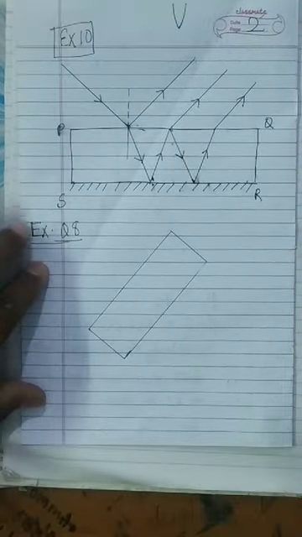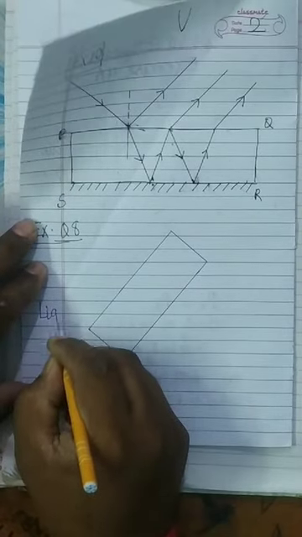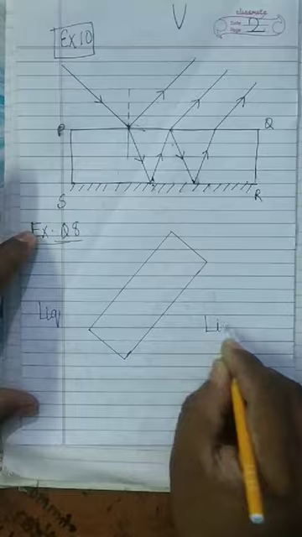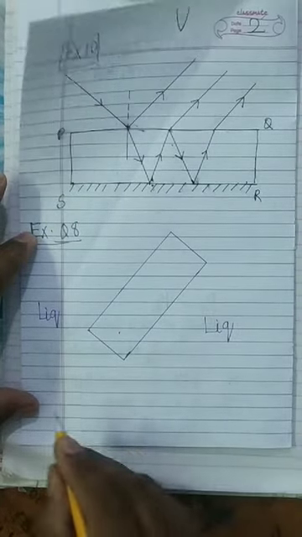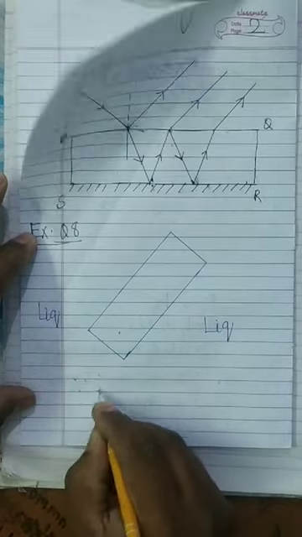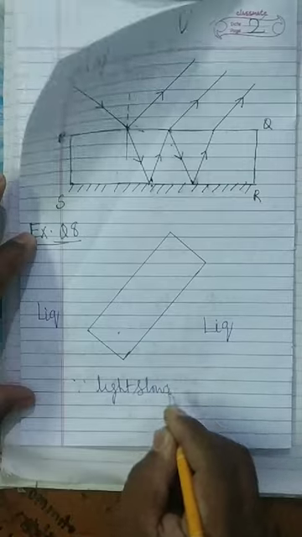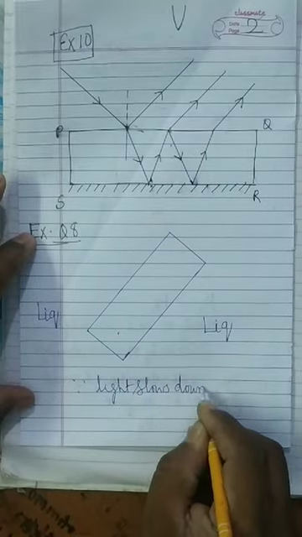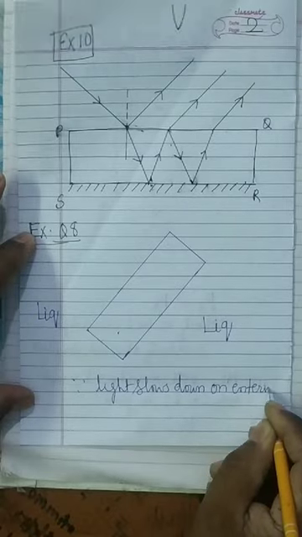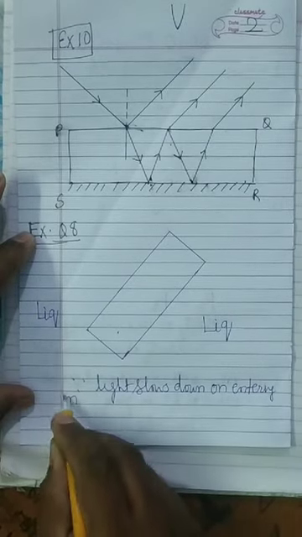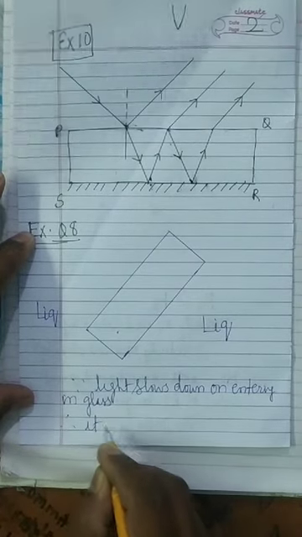You can see here, this is the glass block. Here there is liquid. Here also there is liquid. It's clear? This is the glass. Since light slows down on entering in glass, therefore it moves from this.